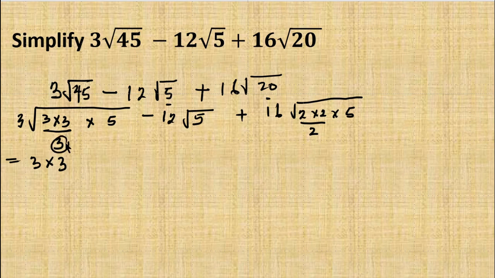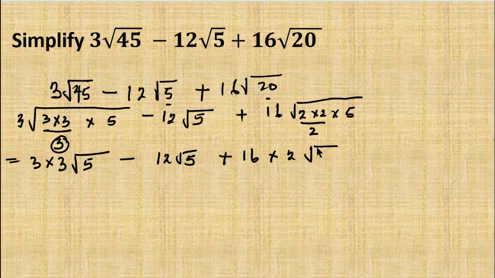I'm bringing this 3 outside. Now, multiplied by the root of what? 5 minus 12, the root of 5. Now, I have 2. That will be plus 16 times 2. Now, the root of 5. 3 times 3, that's 9. This is 9 root 5 minus 12 root 5 plus 16 times 2, that's 32.